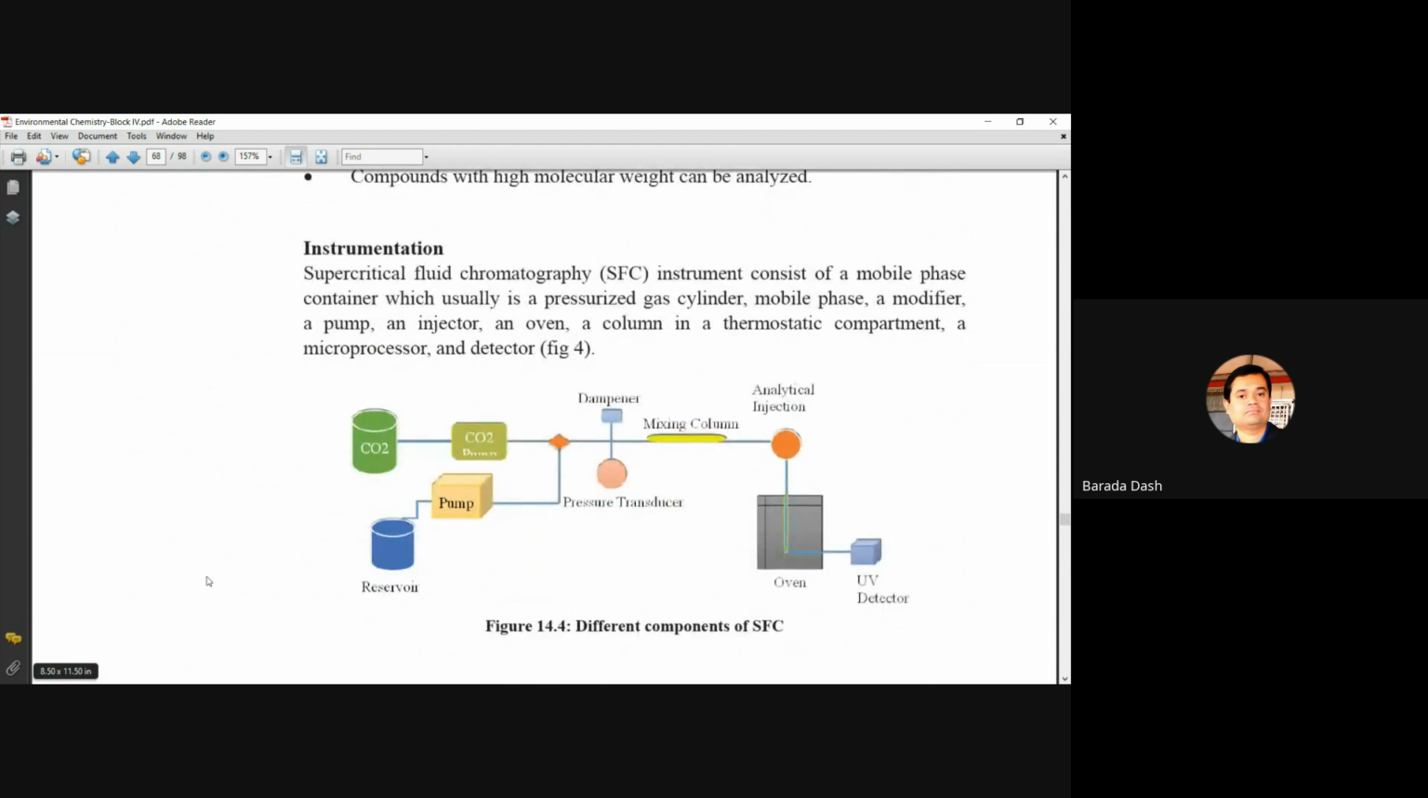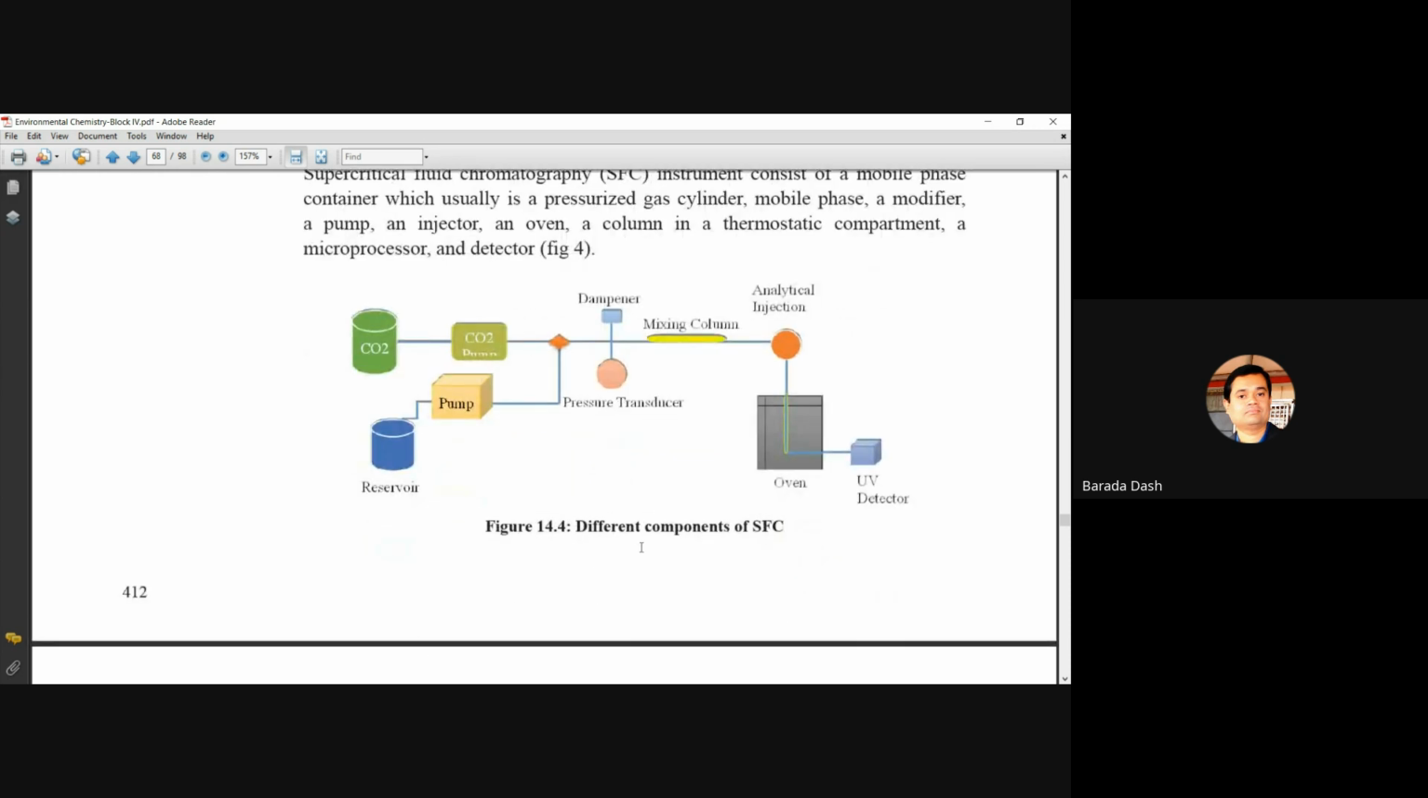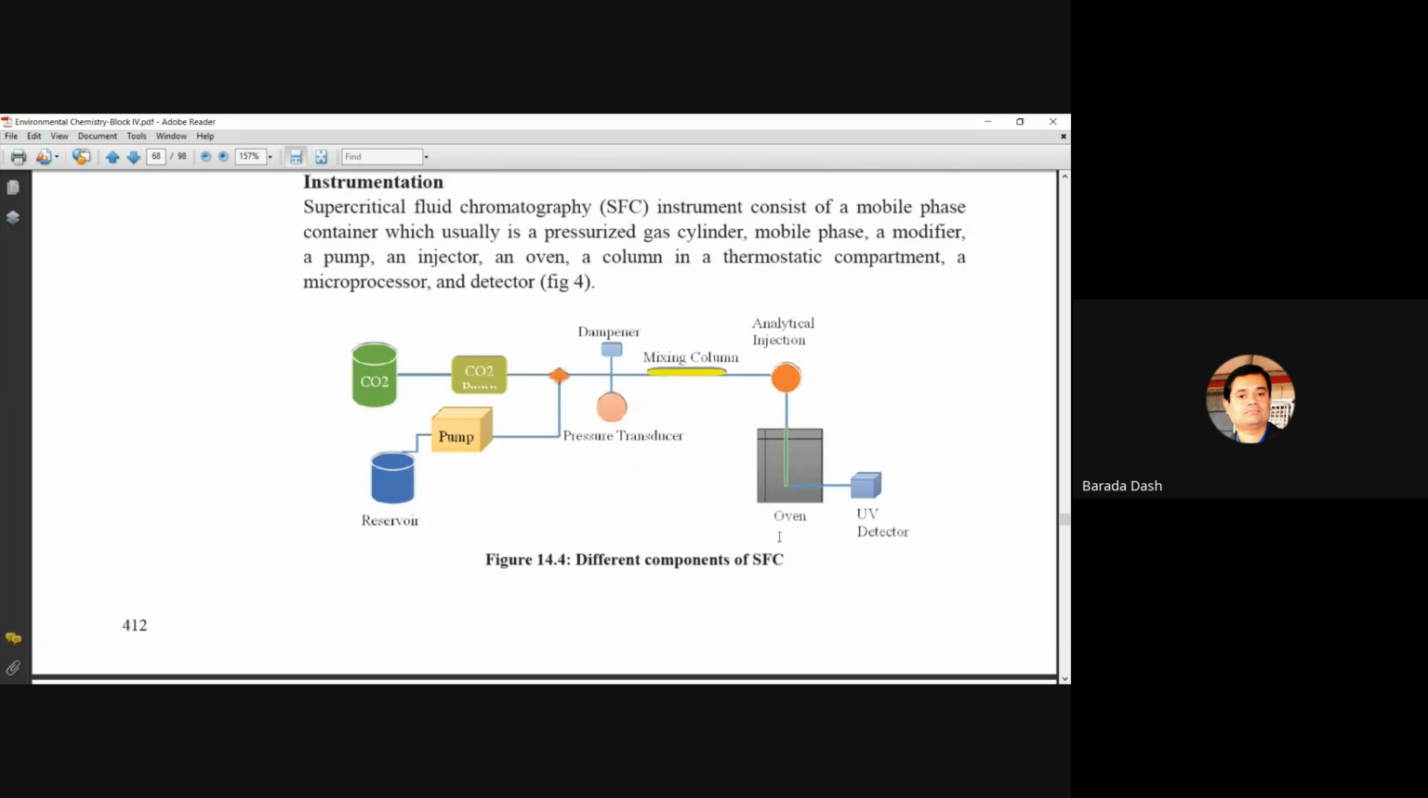So what is the instrumentation of supercritical chromatography? A supercritical fluid chromatography (SFC) instrument consists of a mobile phase container, which usually is a pressurized gas cylinder, a modifier, a pump, an injector, an oven, a column in a thermostatic compartment, a microprocessor, and a detector. So these are the different components of SFC, or supercritical fluid chromatography.